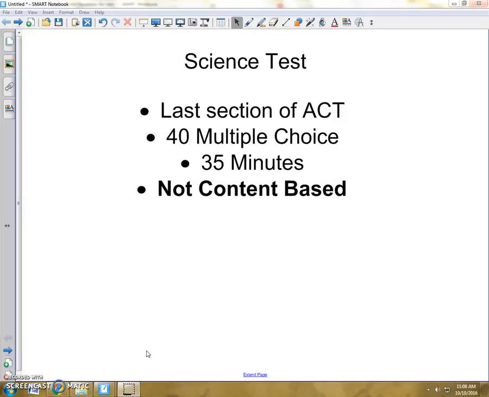Now, sometimes that can help. Like I remember seeing a section where it talked about momentum, and it was nice to know what momentum was, but you do not have to know these things in order to do well.